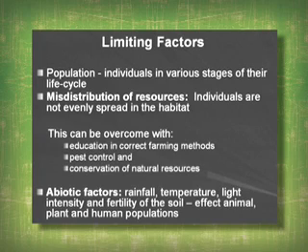If we look at the abiotic factors, people, you've got rainfall, temperature, light intensity, which means the amount of light that's getting there, and fertility of the soil, which also affects the animal, plant and human populations.